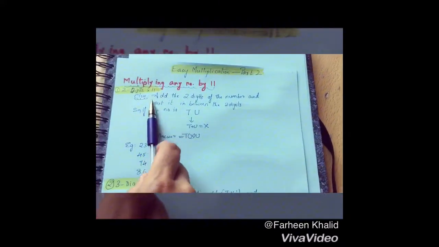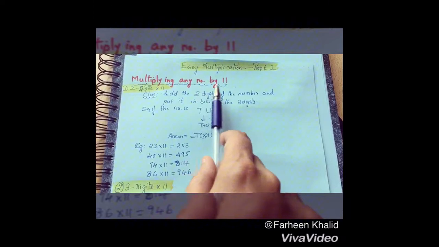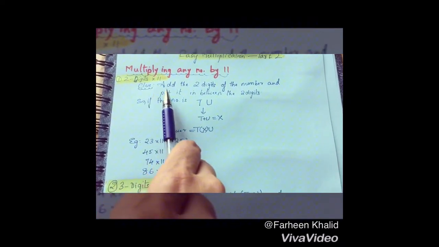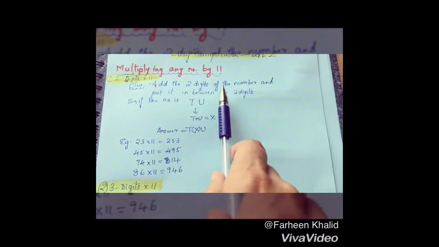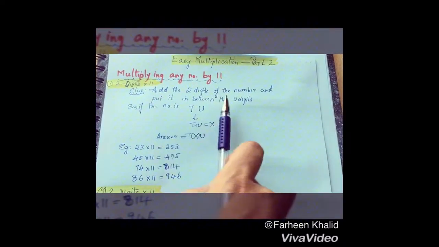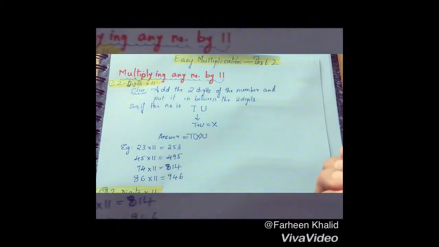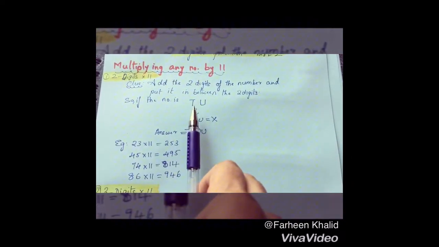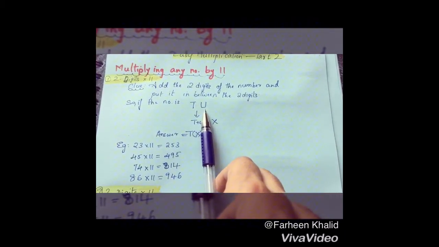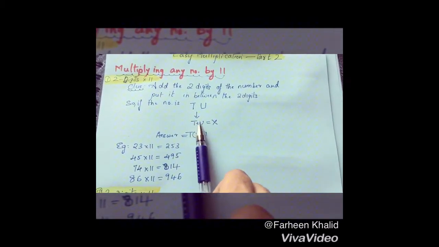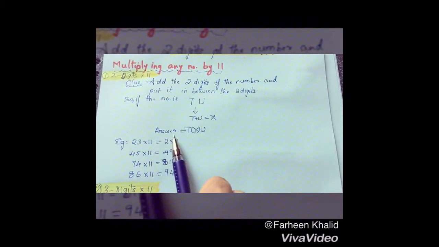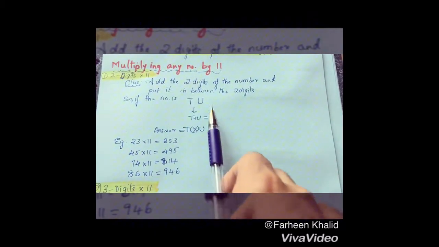In the first case, when we multiply any 2-digit number by 11, the clue that I have written here is: add the 2 digits of the number and put it in between the 2 digits. That will be your answer. So let's say the number is TU, where T is the tens digit and U is the units digit. You add T plus U, and if it gives you an answer X, your answer is going to be TXU.